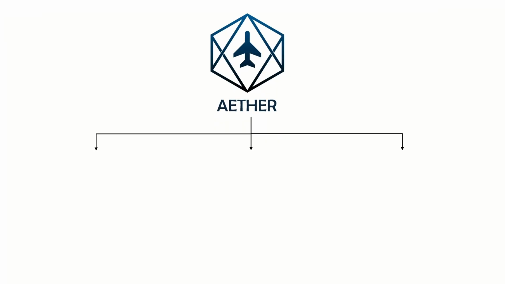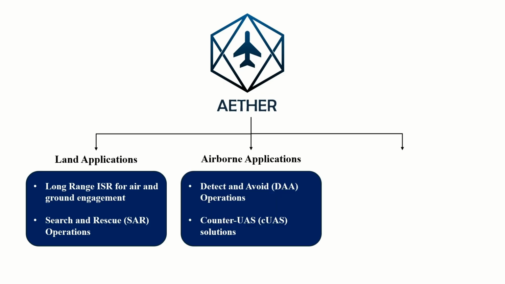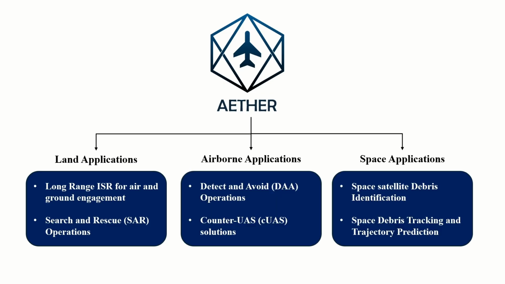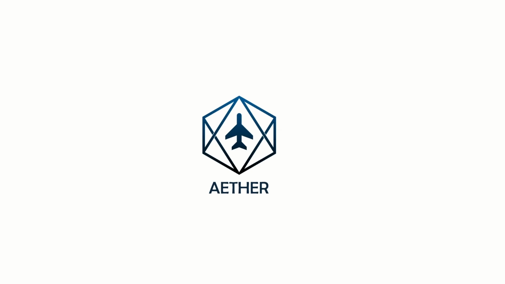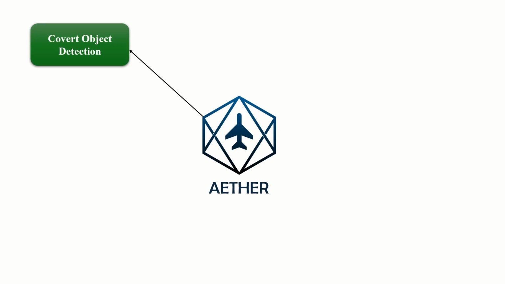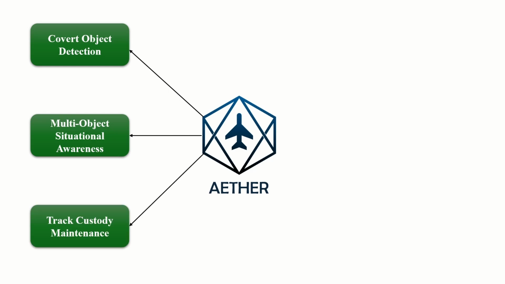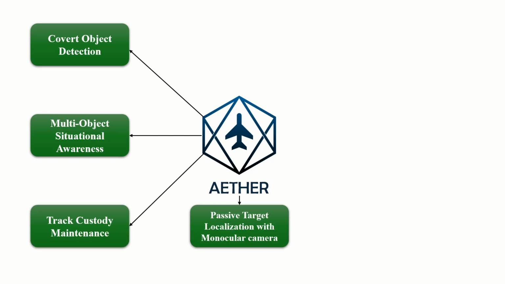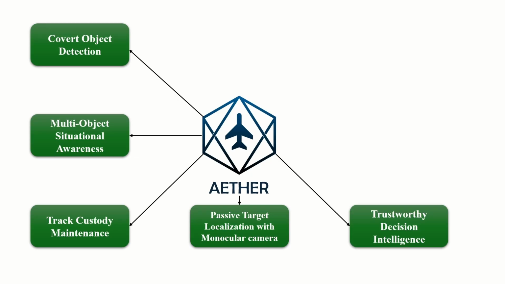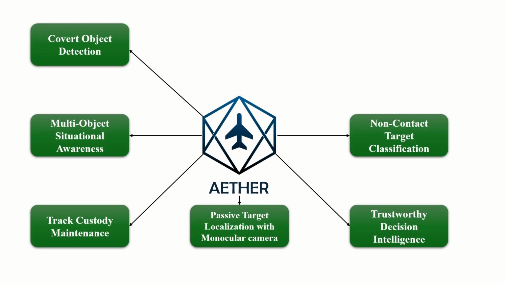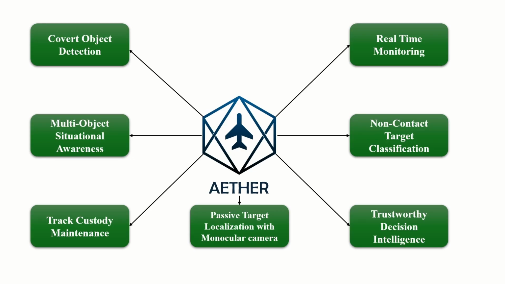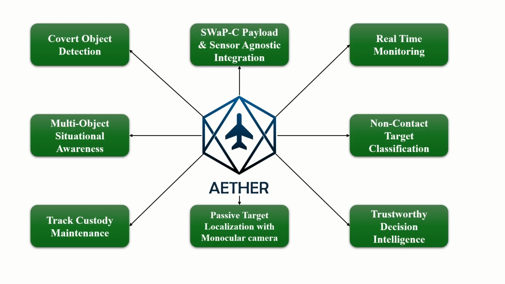Aether has cross-domain applications spread across land for search and rescue, airborne for detect and avoid, and space environments for debris identification and tracking. In summary, the key offerings of Aether are covert object detection, situational awareness, track custody maintenance, passive target localization, trustworthy intelligence, target classification, real-time monitoring, and SWaP-C and sensor-agnostic payload.